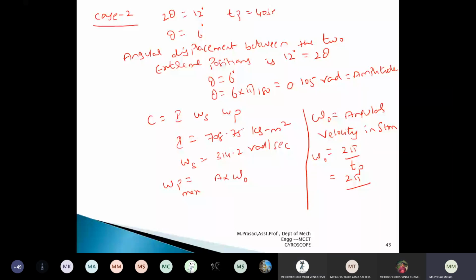What is the answer we are getting? 2 pi by 40 comes as 0.157 radians per second. Now what is the amplitude here? Theta is equal to 6 into pi by 180, which is equal to 0.105 radians. That is the amplitude of the motion. So my A is equal to 0.105 into omega naught, that is 0.157. The product of these two is 0.0165 radians per second.